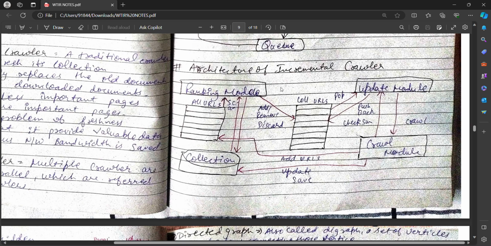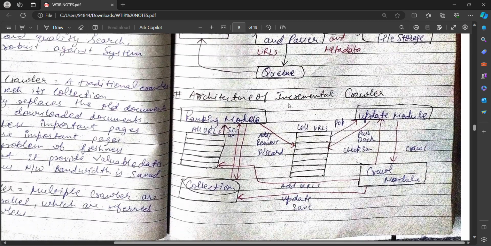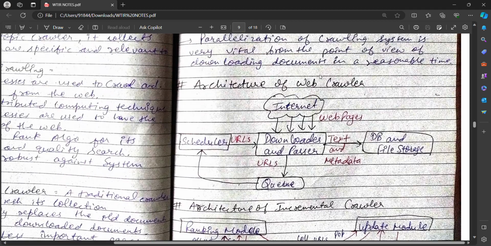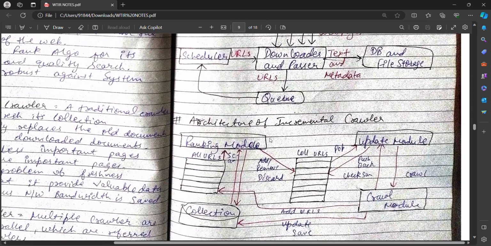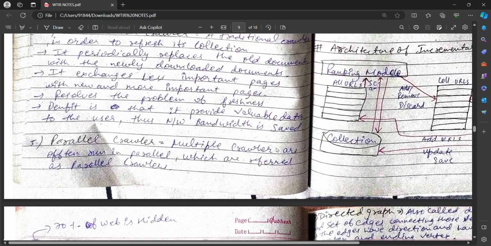Here I have made the diagram of this incremental crawler. This is the architecture of the incremental crawler. You can just go through it. This is very simple. This is the ranking model and all that. If it comes in your exam, just remember it. I remember that this came in my exam, and I made this diagram and also wrote this theory. This is the diagram of a simple web crawler, but this is the architecture of the incremental crawler. Just go through these two diagrams. If they come in your exam, you can make them.